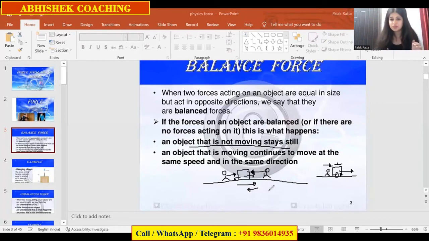But the main point is, what are balanced forces? It is just two forces acting in opposite directions and equal in magnitude. That's it. These are balanced forces.